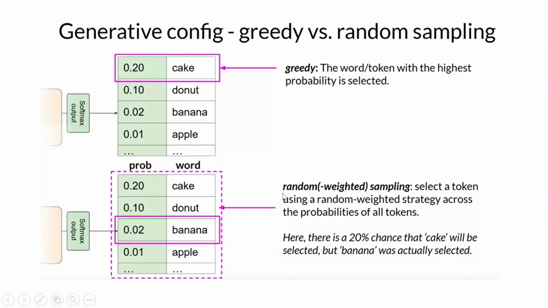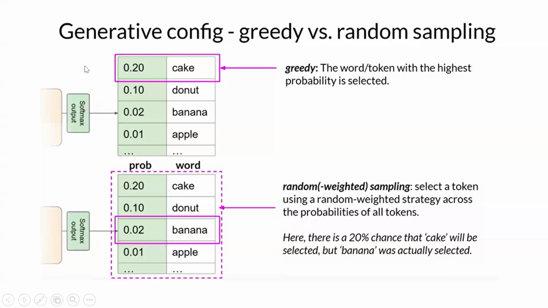If your sampling method is random or weighted sampling, it selects a token using a random weighted strategy across the probabilities of all the tokens. Here there is a chance of 20% that cake will be selected. So now the output token will be selected based on its actual probability. Only 20% of the time cake will be selected. So if you have 100 requests for the same text input, it will select cake only 20% of the times, 10% it will select donut, 2% it will select banana. I hope it is clear. So basically your output will be more diversified or varied if random sampling is used.